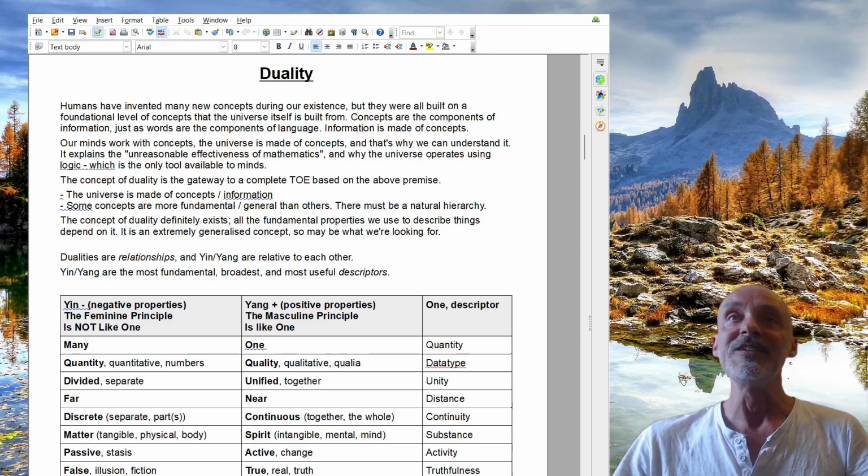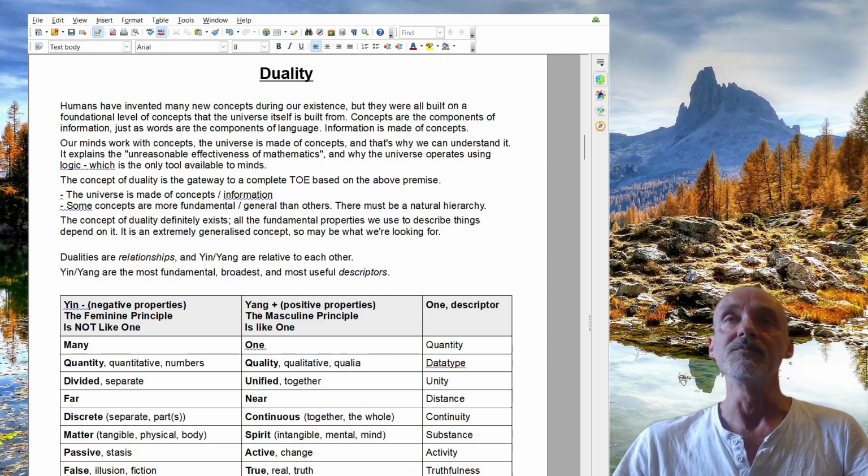The concept of duality definitely exists. All the fundamental properties we use to describe things depend on it. It is extremely generalized. And so, back when I was investigating this stuff, I thought, yep, this is a pretty good candidate for investigation. And that's why I did so.